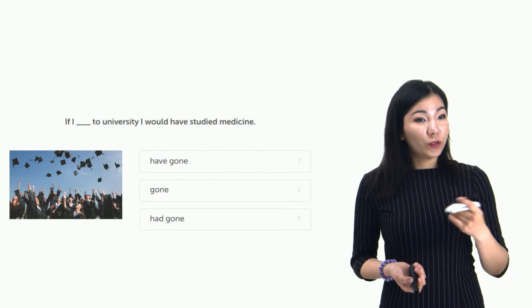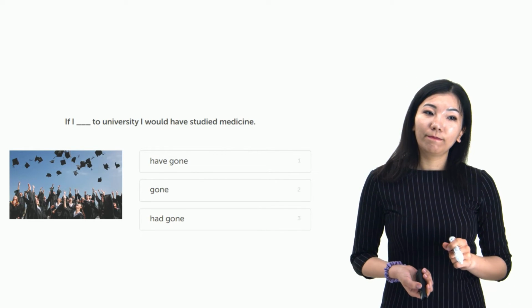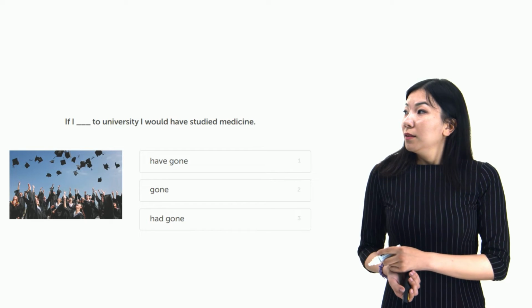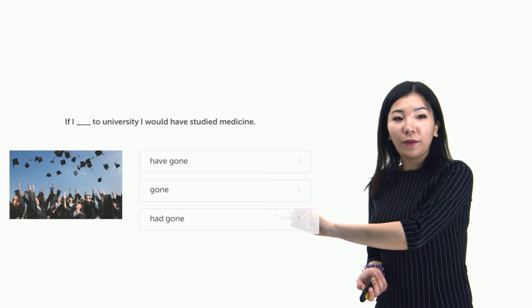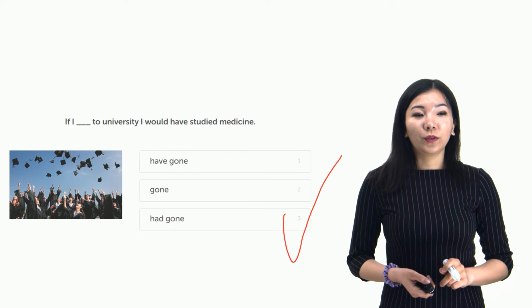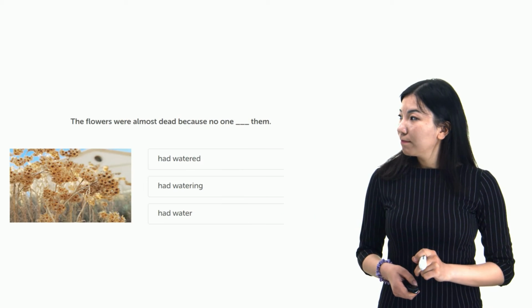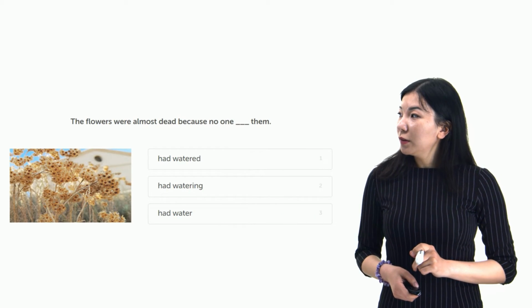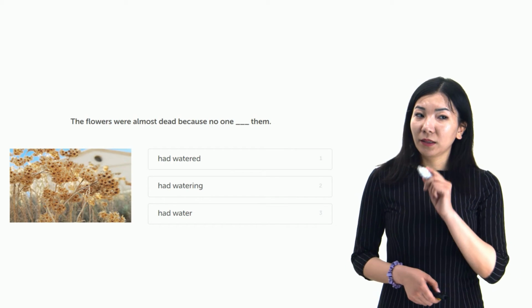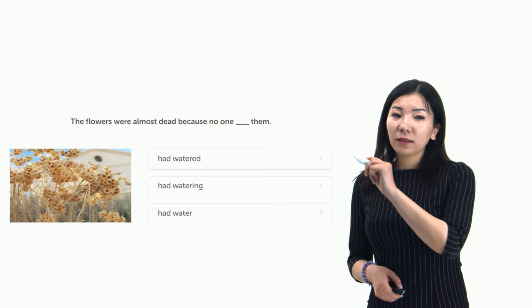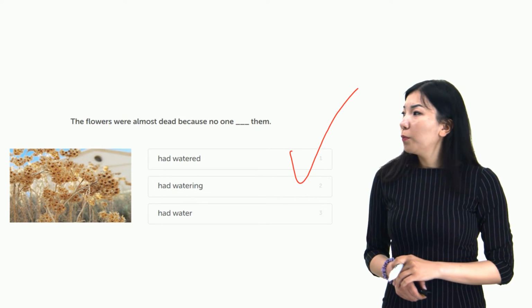If I to university, I would have studied medicine. Sure. If I had gone to university, I would have studied medicine. The flowers were almost dead because no one had watered them. Right, had watered them. So pity.